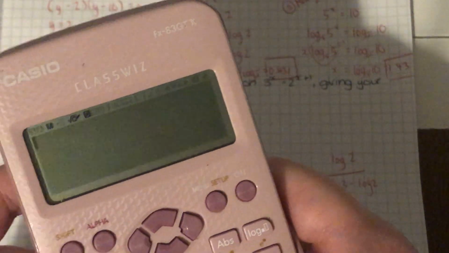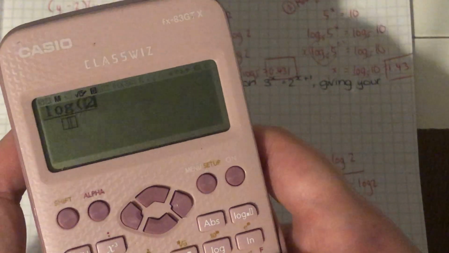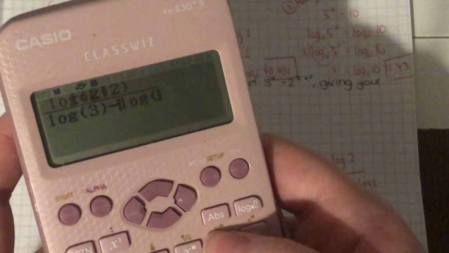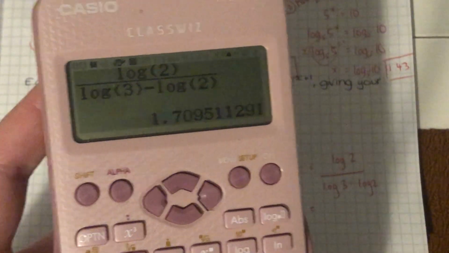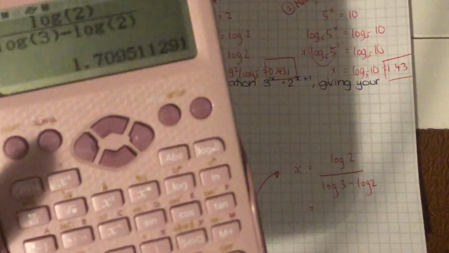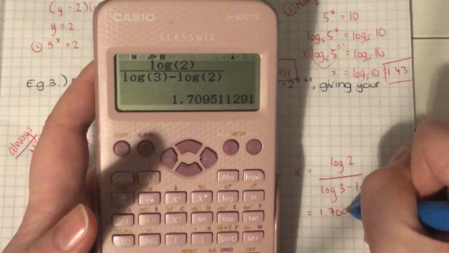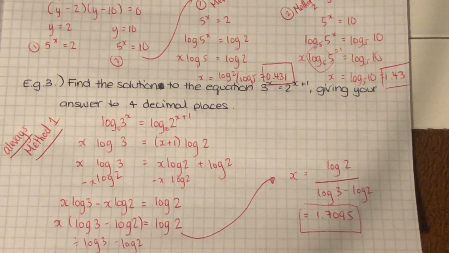So x equals log 2 divided by log 3 minus log 2. Oh, I keep forgetting the brackets. Log 2 in brackets, divided by log 3 in brackets minus log 2 in brackets. And we get that. How many decimal places? 4. So it's going to be 1.7095. So that's my final answer.